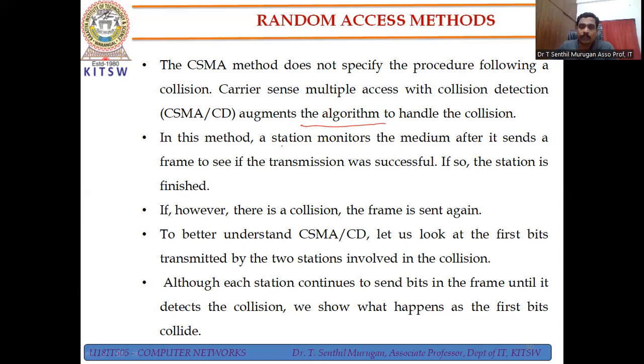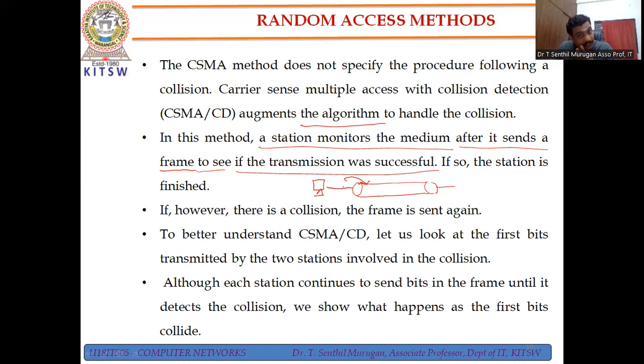What will it do in this method? The station monitors the medium after it sends a frame to see if the transmission was successful. If so, the station is finished. So what happened? The station is connected with some transmission medium, that is the carrier. This carrier will transmit the data. It will monitor once the station sends the data. This is station 1. It wants to send to somebody.